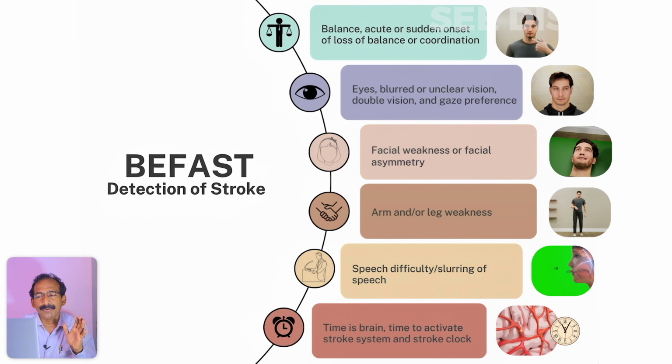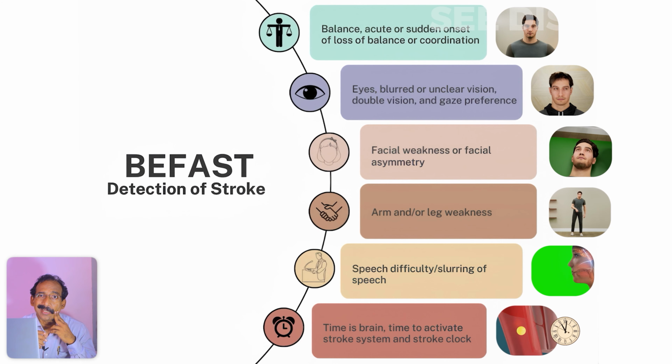The care of the stroke patient starts at home. You have to make people aware that they should be able to recognize that they have got a stroke. The internationally followed abbreviation is BE FAST. The B stands for balance loss, that is incoordination or ataxia. E is eyes: blurred or unclear vision, double vision or gaze. So there's something to do with eye movement or vision.